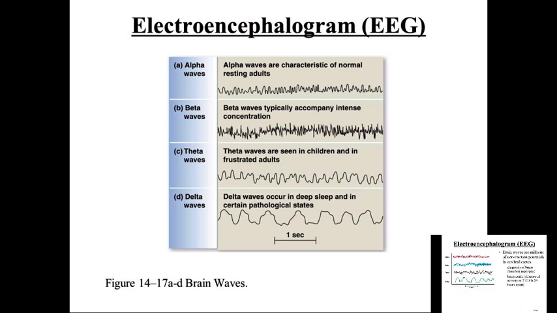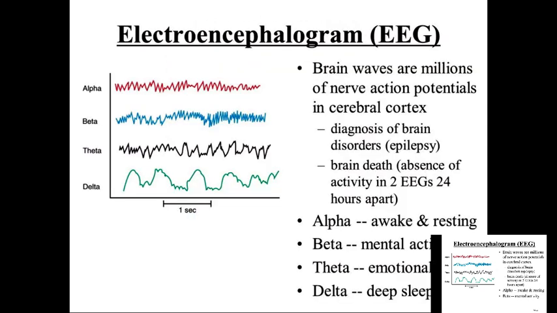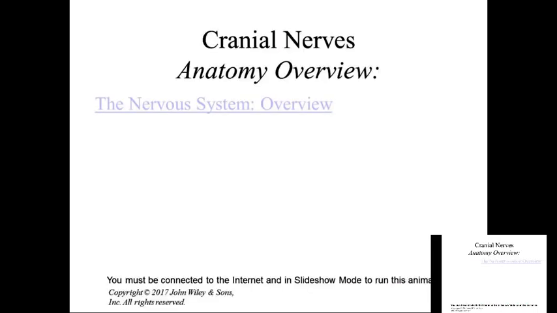Okay, then alpha, beta, theta, and delta waves once again. Alpha waves are seen in a normal resting awake adult. Beta waves with intense mental focus. Theta waves, emotional stress. And delta waves in deep sleep.